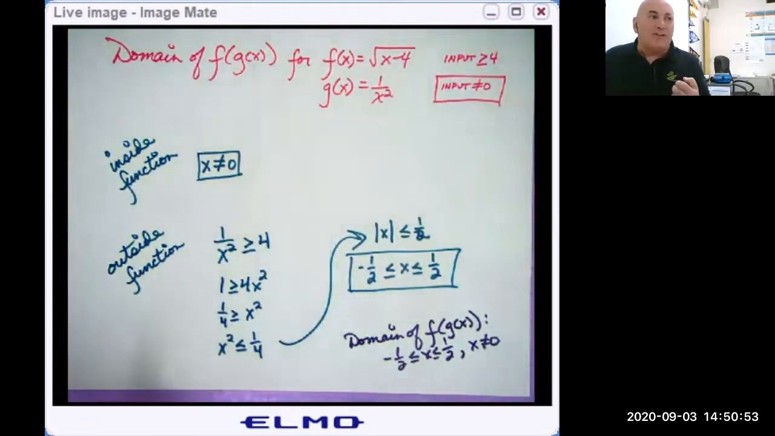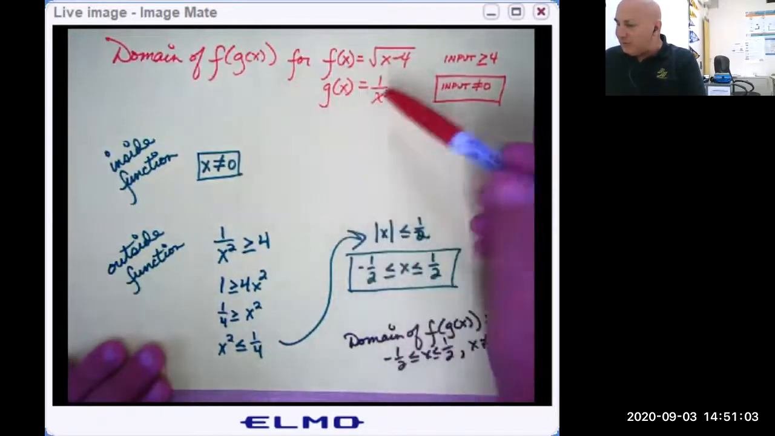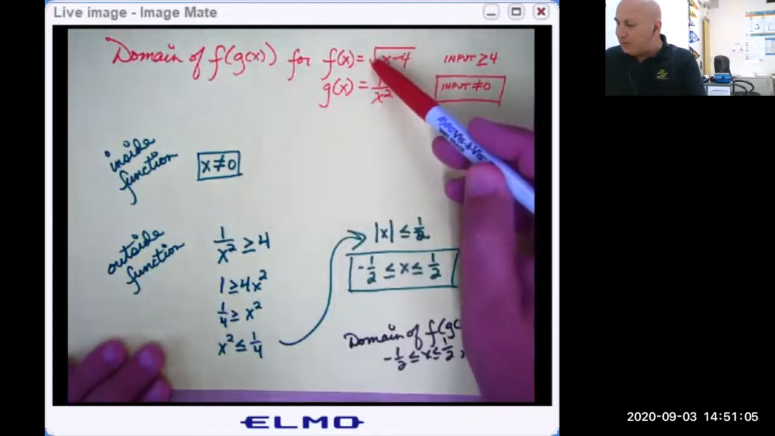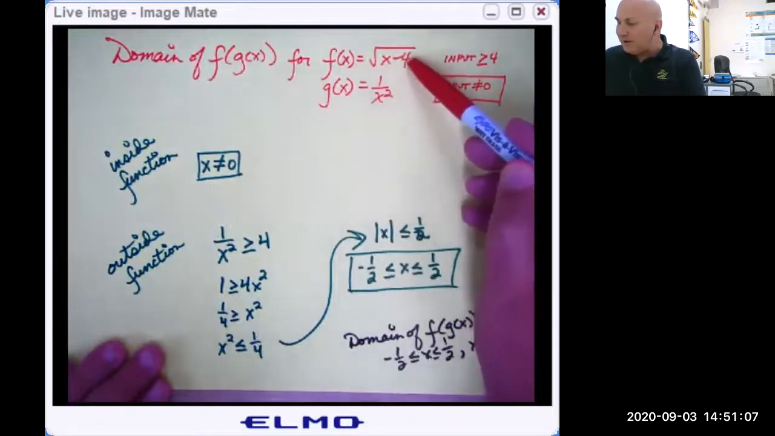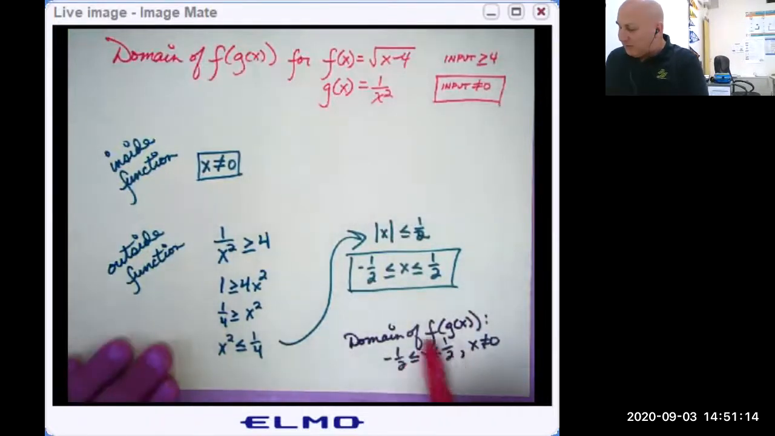And if you want to see why that is, I recommend you go to Desmos or whatever you use to graph functions and graph f of g of x, which would be the square root of 1 over x squared minus 4. Graph that and you'll see why this is your domain and you need both parts.